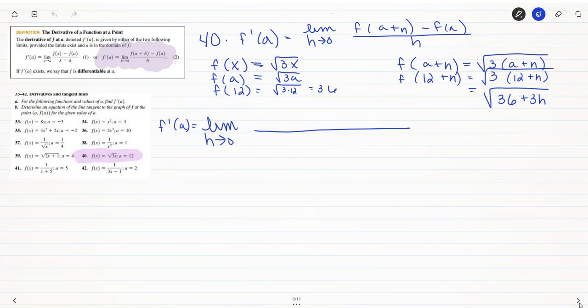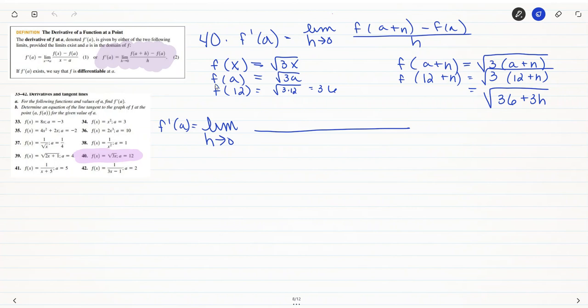I'm going to look at problem number 40, which applies the definition of the derivative of a function at a point to a specific problem, because the problem says to start by finding f prime of a. Find the first derivative at a point a. We're given for number 40 that f of x equals the square root of 3x, and that a equals 12. So you can see that f of x is the square root of 3x.